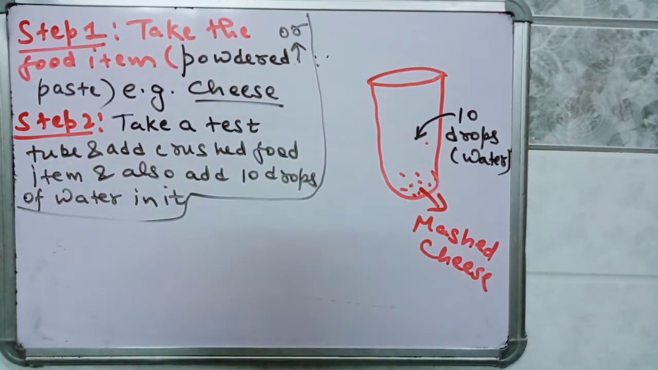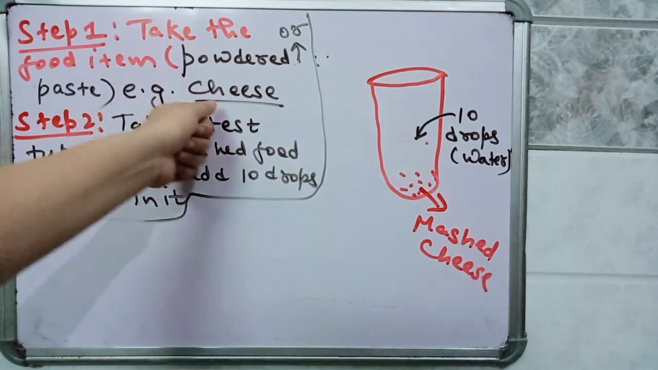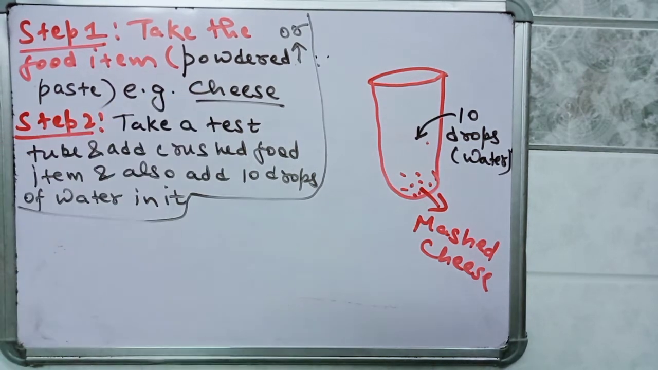First step is, take a food item, either it should be in powdered form or make a paste of it or mash it properly. Suppose you want to test the presence of protein in cheese, so mash this cheese properly.